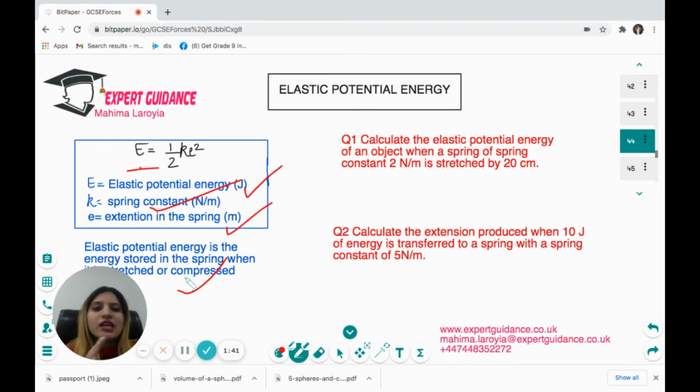Okay, so now you have two questions on the board. To calculate the elastic potential energy, the spring constant is given to you and its stretch is given to you. And in question number 2, they have given you the elastic potential energy and the spring constant and ask you to work out the extension. So you have to rearrange this formula. So have a go at these questions and come back to check the answers.